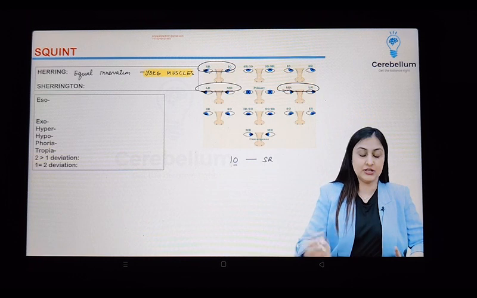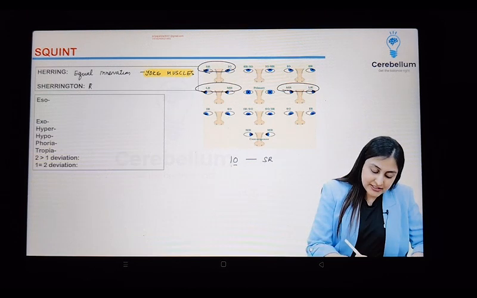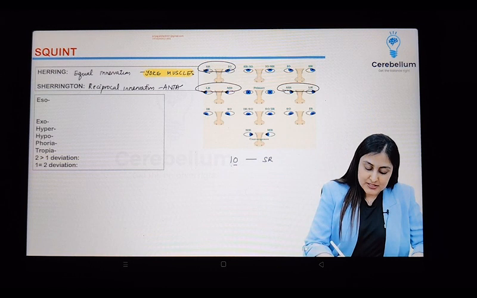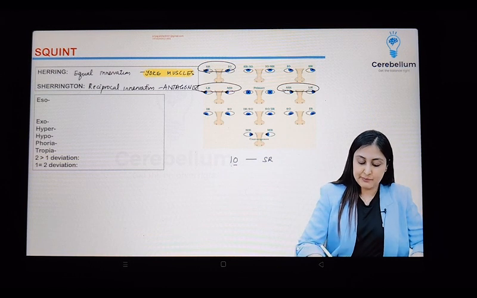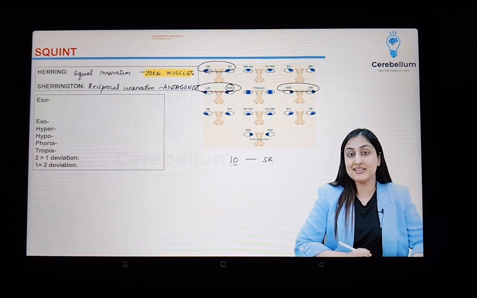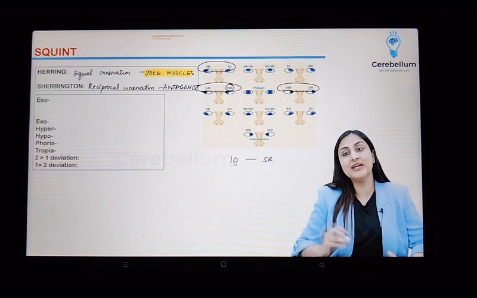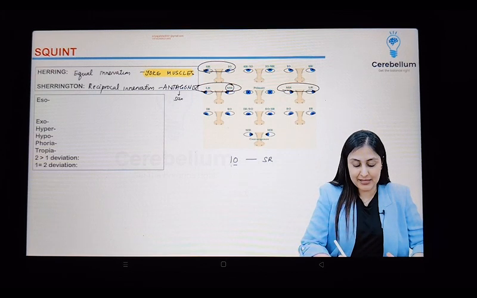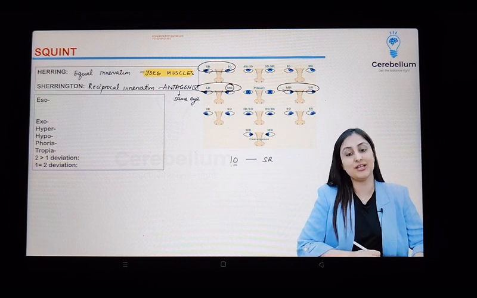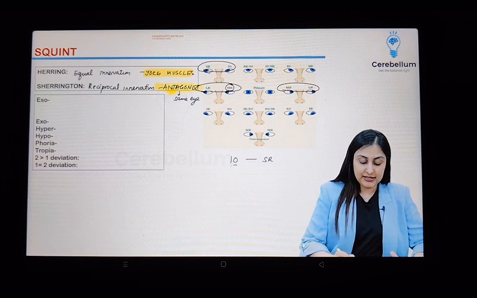They get equal innervation. What is the law of Sherrington? Sherrington is the law of reciprocal innervation, meaning the antagonist muscles have to be suppressed. For example, if the medial rectus of this eye is working, the lateral rectus of the same eye needs to be suppressed. Alright, so this is for the same eye basically, whereas yoke muscles are for both eyes. Okay, so this is what we want to learn here.